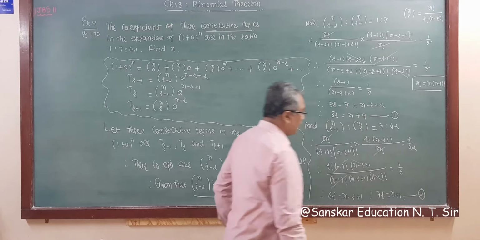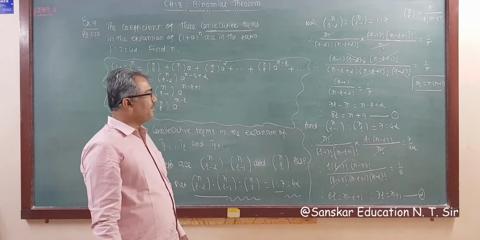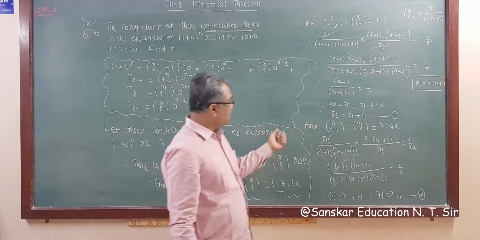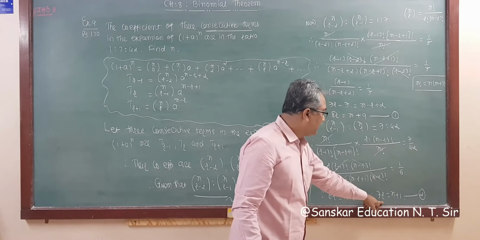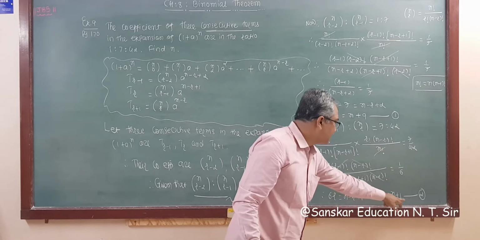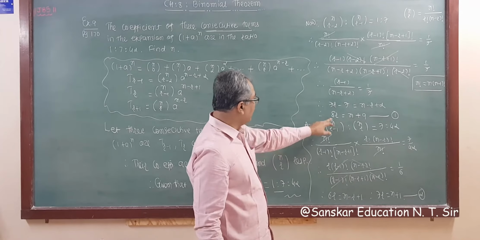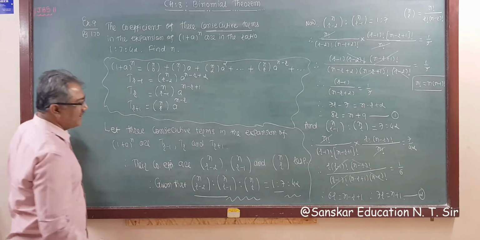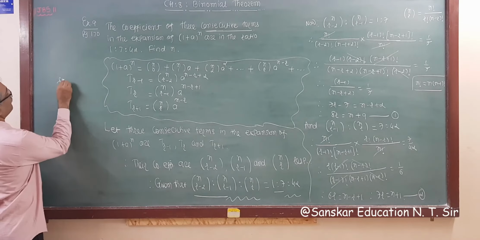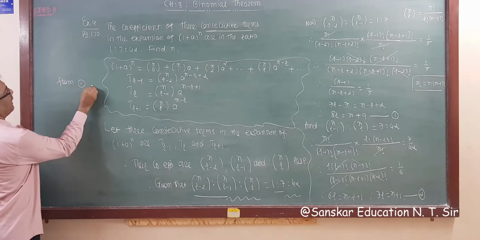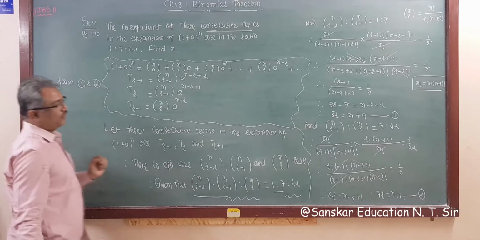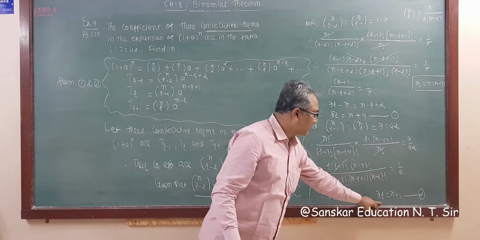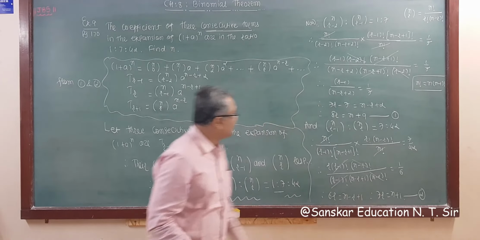Equation number 2. Now we are interested in r, right? So substituting the value of r from here, that is (n plus 1) by 7, in 1. So from 1 and 2, we have to substitute the value of r. So r is (n plus 1) by 7.